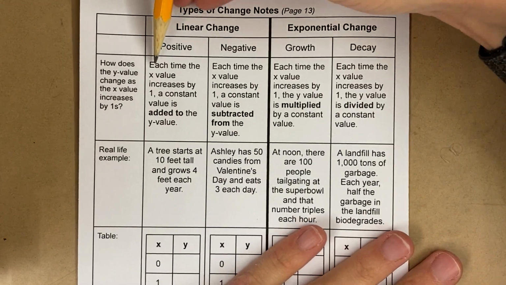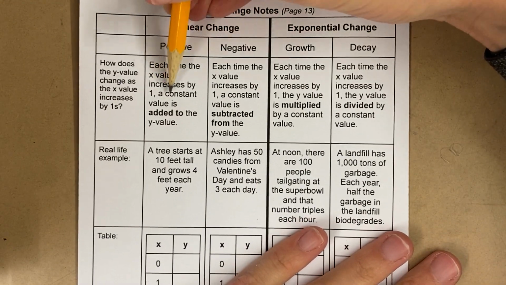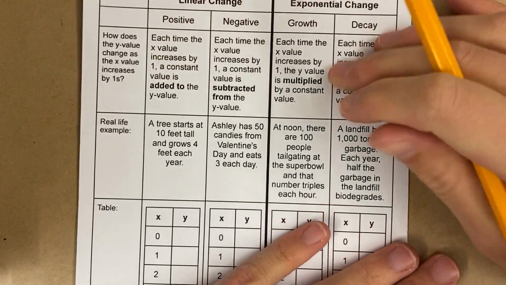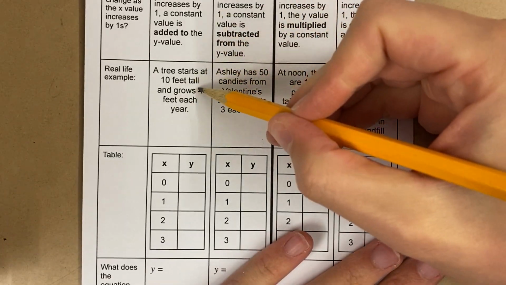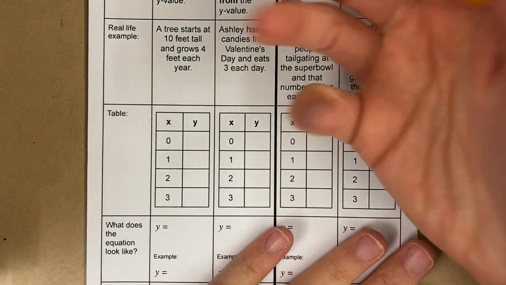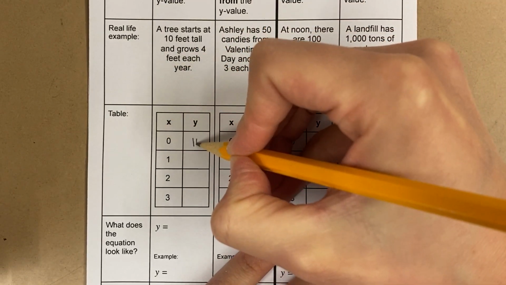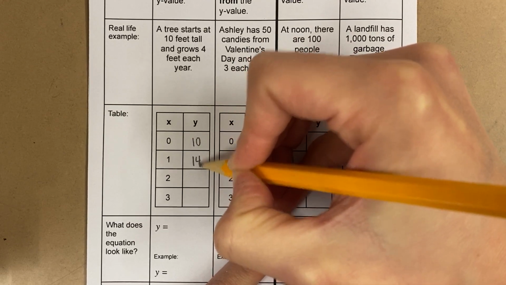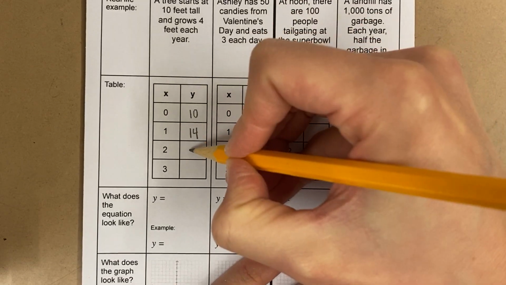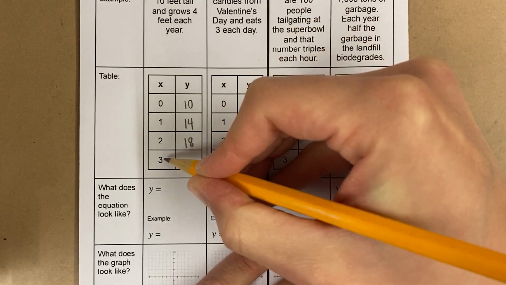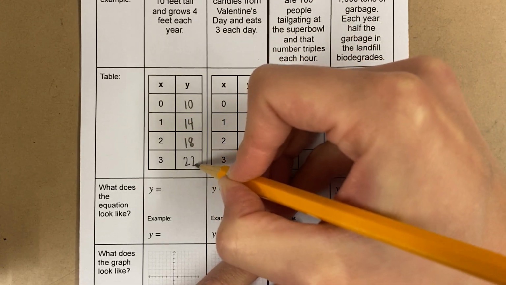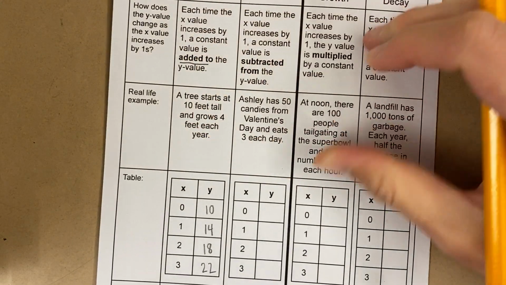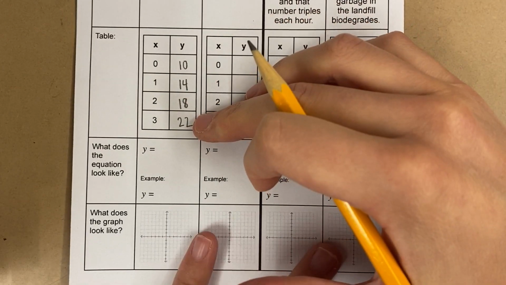So with positive change, each time the x value increases by 1, a constant value is added to the y value. So for example, a tree starts at 10 feet tall and grows 4 feet each year. So what's that going to look like? Well, the tree starts at 10 feet tall at year 0. And then after 1 year, it's 4 feet taller, so we're adding 4. And then after the next year, it's 4 feet taller, we're adding 4. And after the next year, it's 4 feet taller, we're adding 4, okay? Something is added each time. So the table looks like this.